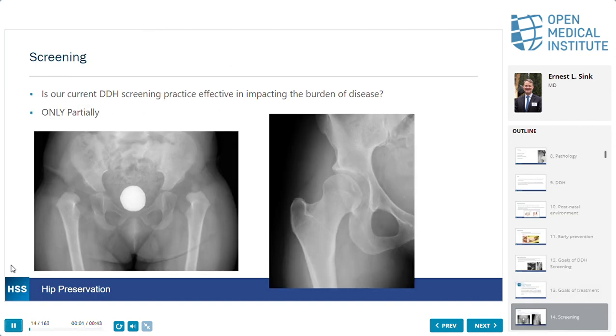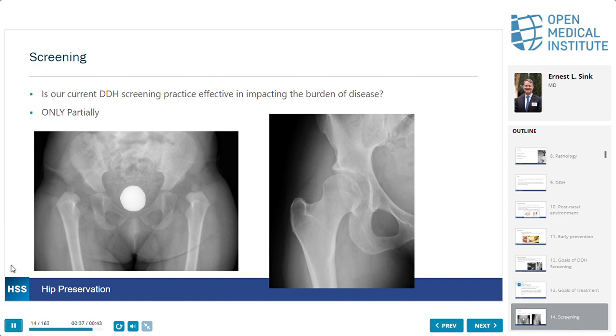So, at least in North America and Canada and some countries, is the current screening practice effective in impacting the burden of disease? I would say only partially. If we had universal screening, this 2-year-old would not show up and I wouldn't do surgery. During COVID, the exams got worse too. They were all telehealth. So in the last couple of years I saw a lot of 2 to 3-year-olds that weren't screened effectively and came in with dislocated hips. COVID just took it and made it worse.